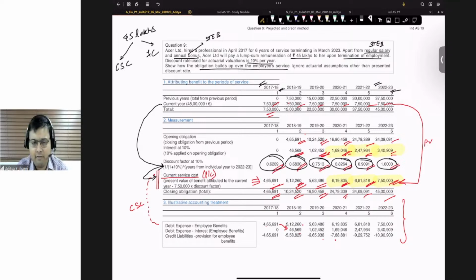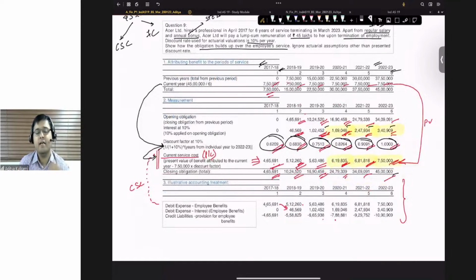So current service cost is purely related to the effort put in and services rendered. And then you have a discount factor, so you start unwinding the discount over the 6-year period. So 4,65,000 into 10%, applied on the opening obligation. Everywhere I have applied it on the opening obligation. At the end of the 6th year, you have a liability of 45 lakhs. Now the illustrative treatment: employee benefit expense account debit. This is the current service cost. Then you have finance cost, which will also go in employee benefits only.